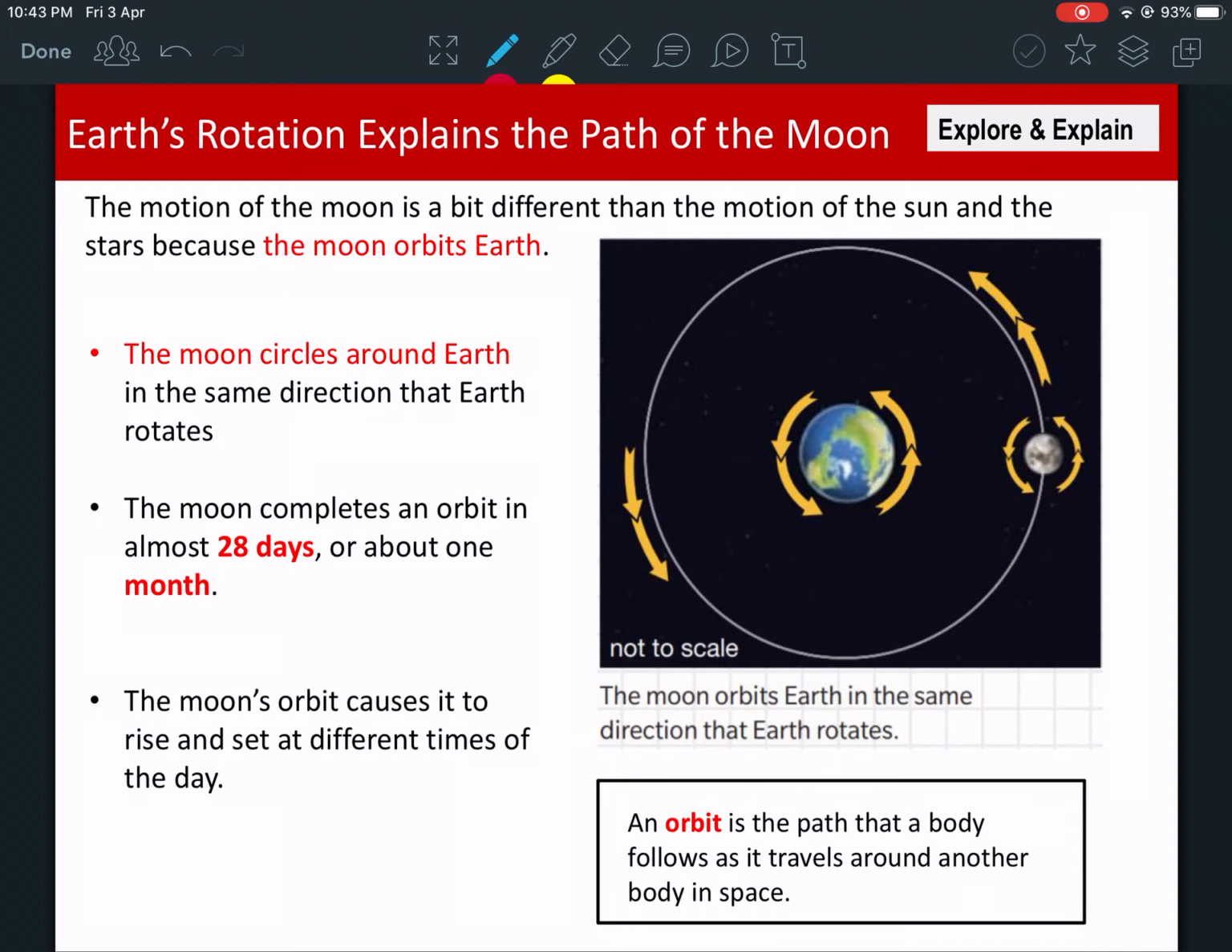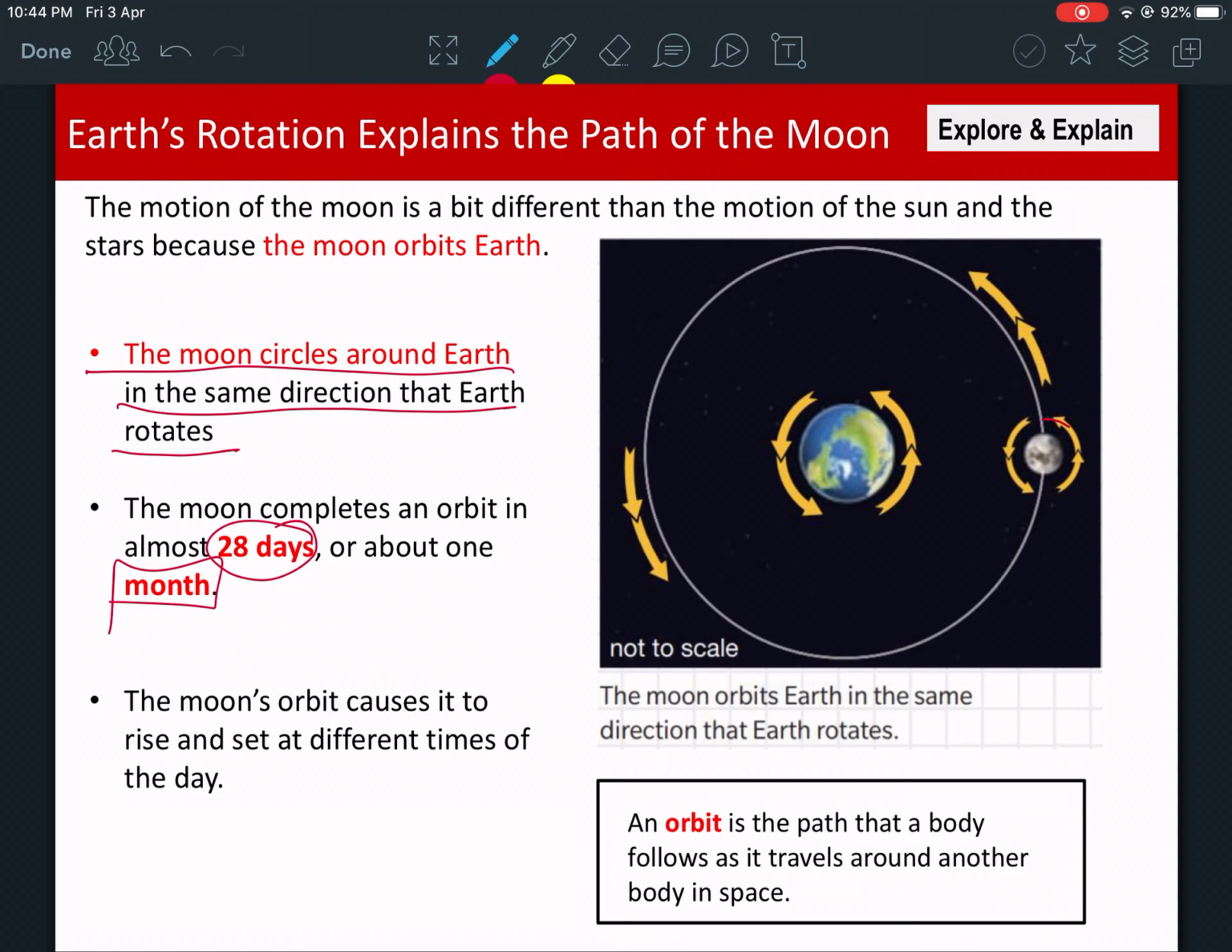The motion of the moon is a bit different than the motion of the sun and the stars, because the moon orbits Earth. The moon is smaller than the Earth, and it's inside the Earth's gravitational field, so it's close to the Earth and because it's small the Earth pulls it towards itself. So the moon turns around itself and then revolves around the Earth. The moon circles around the Earth in the same direction that the Earth rotates. It takes the moon 28 days to circle around the Earth, and that's why we have months.